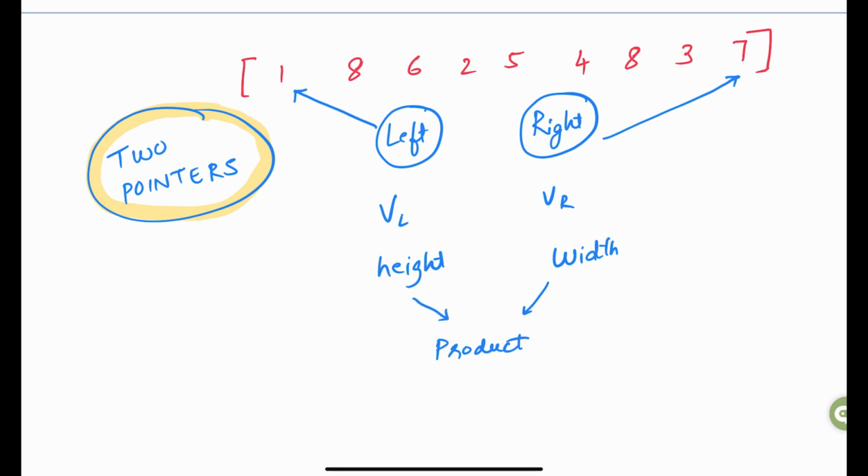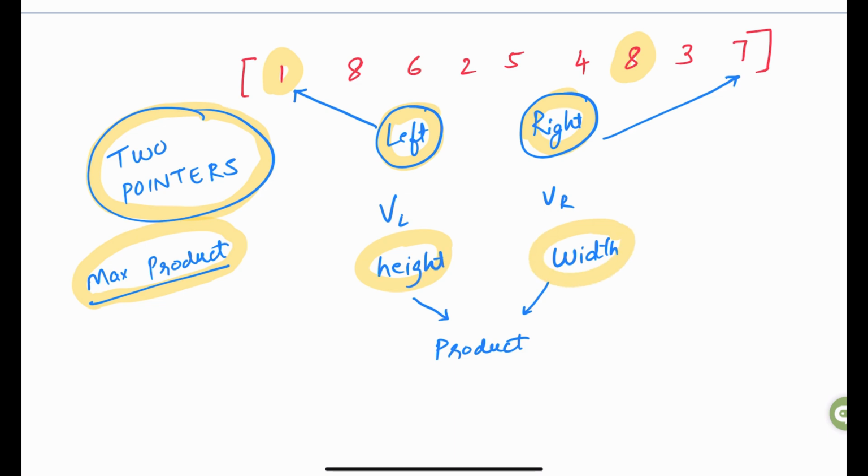The only difference here is the logic that we will be using to increment or decrement the pointers. In the previous approach, we were incrementing our pointers to try all possible combinations, but this time we will be smart about it and only change the pointers based on a certain criteria. We can only get the maximum product if we make sure that the container height is the maximum. That is, the values that the left and right pointers are pointing at should be the greatest.